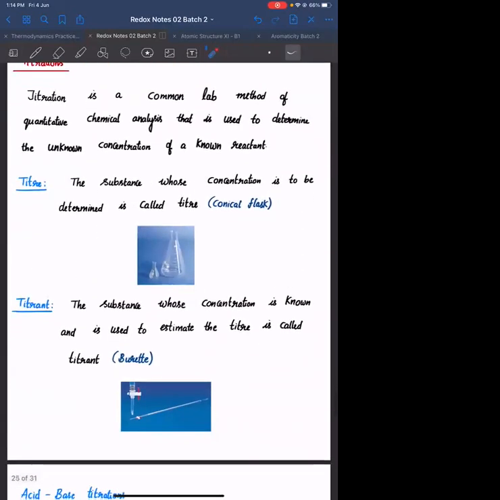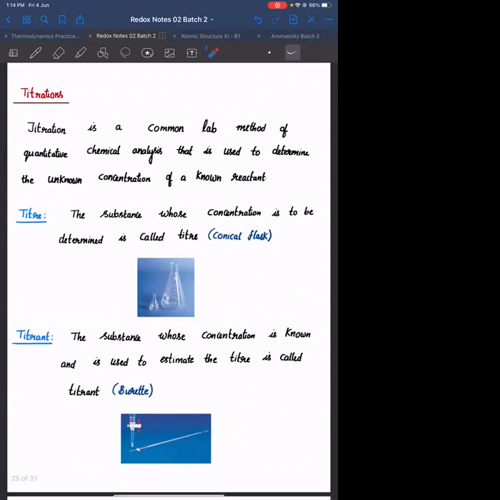Okay, next section, titrations. So in general, we have two types of titration. First of all, let us understand what is meant by titration. Titration is an experimental procedure for finding out concentration of an unknown substance with the help of concentration of a known substance. Okay, you will be given two substances. For one of the substance, you will be knowing the concentration. For the other substance, you won't be knowing the concentration.